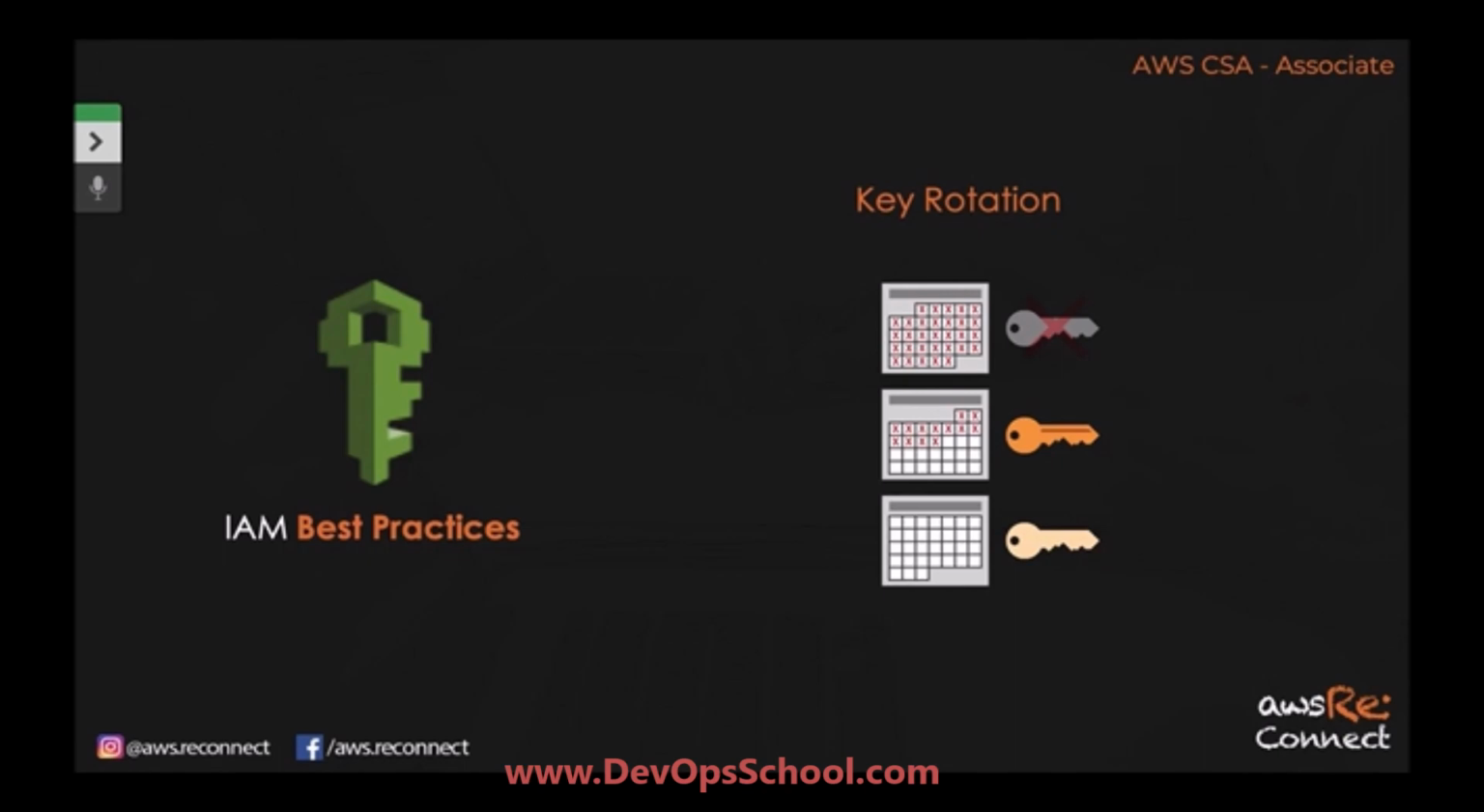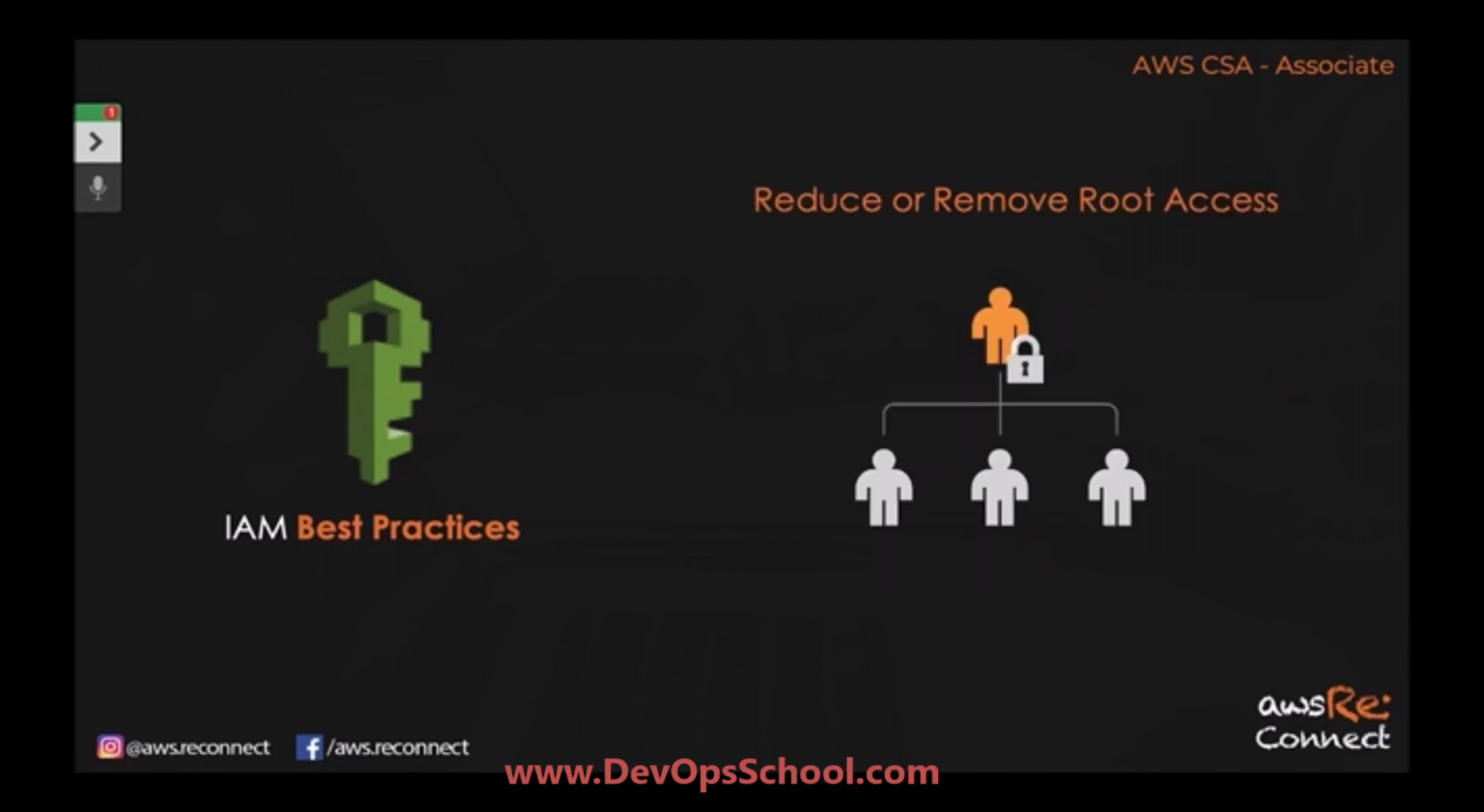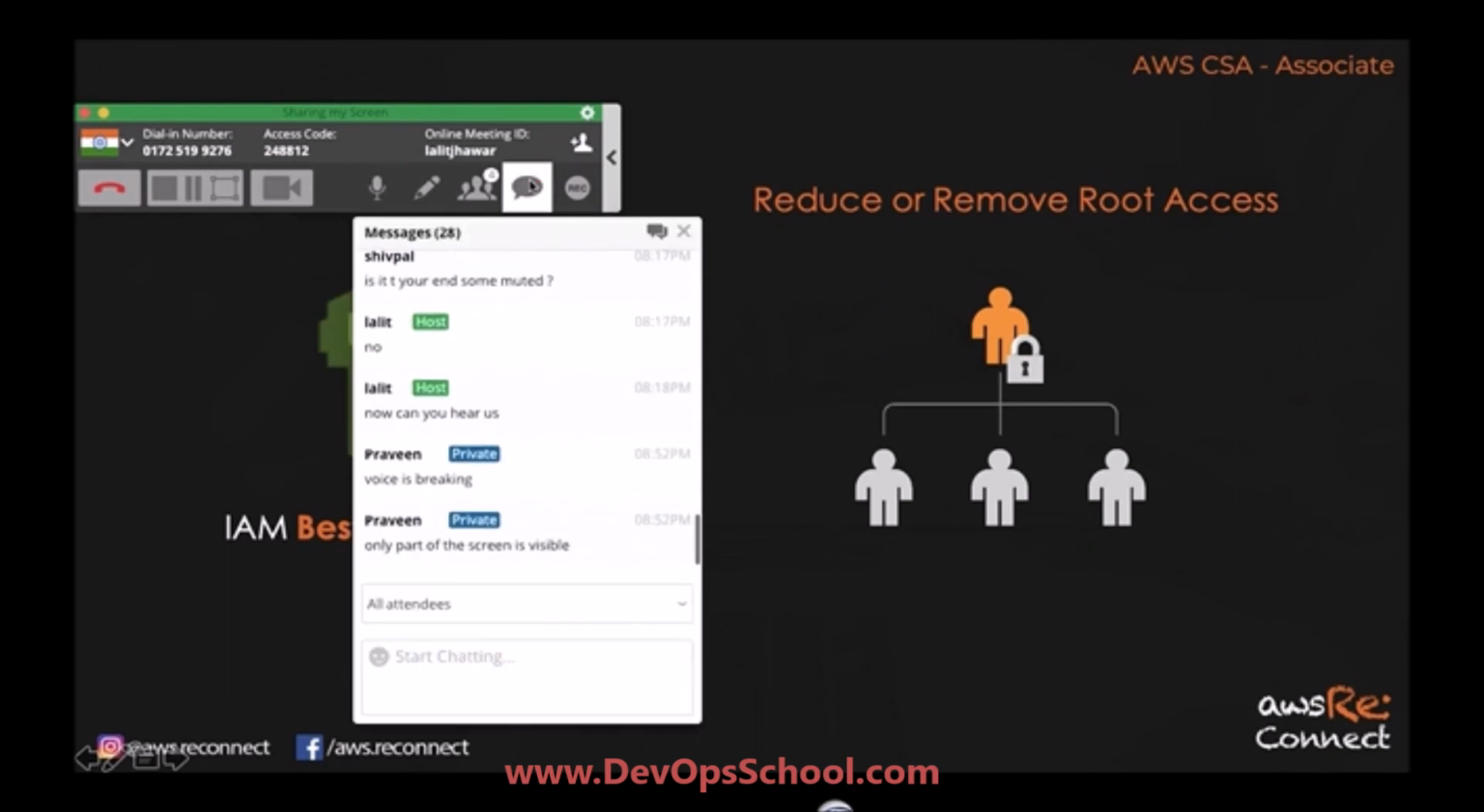Then key rotation. So how frequently your access key and secret key should be rotated, and for the password policy, how long you should keep it before rotating. So those are key rotations. Then reduce or remove root access. The first thing when we started this IAM lab session, we removed our root access, that is, deleted the root access key and secret key.